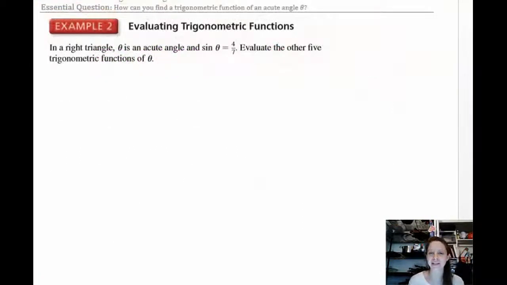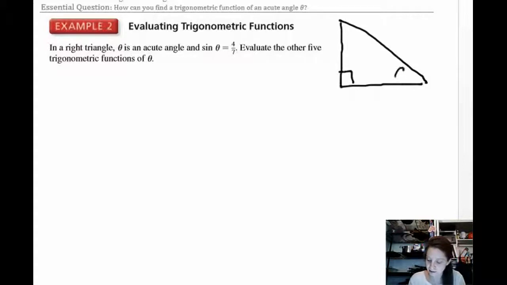Example 2, evaluating trigonometric functions. In a right triangle, theta is an acute angle and sine theta is equal to 4 over 7. Evaluate the other 5 trigonometric functions of theta. We're missing a diagram, but we're given enough information that we can create our own. We have a right triangle. We know an acute angle is theta. That simply means the right angle is not theta.